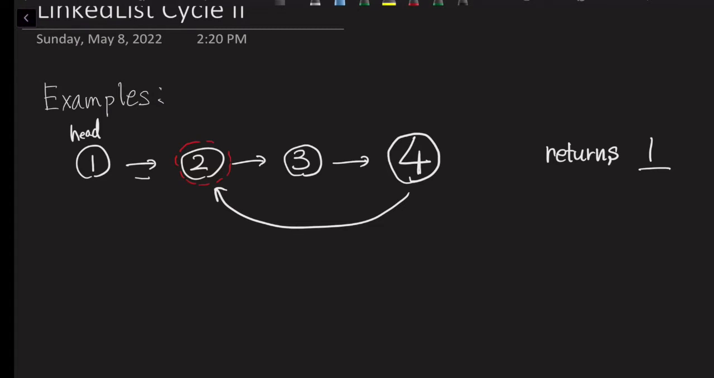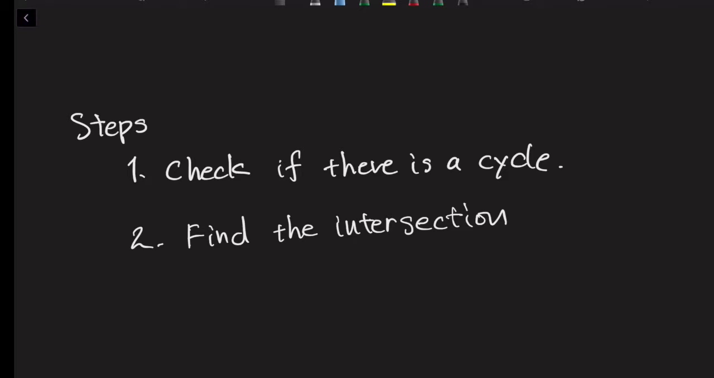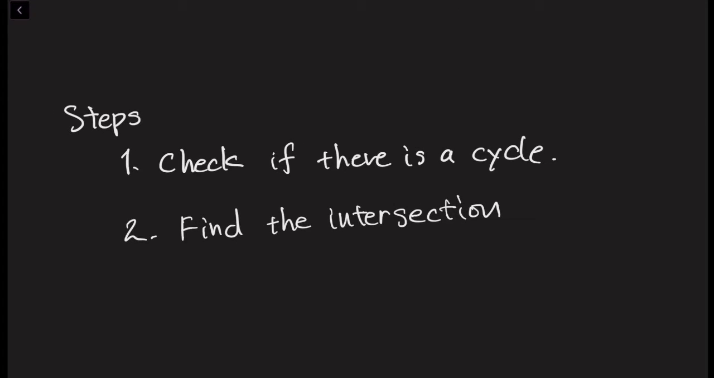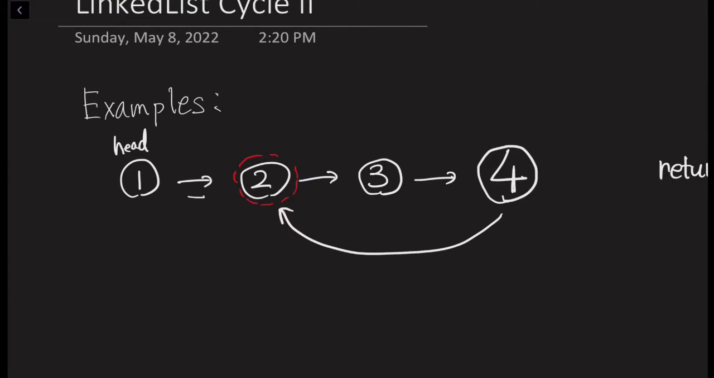So in this problem, there are two parts. First we need to check if there is a cycle, and then if there is a cycle, we need to find the intersection. So first step, check if there is a cycle. To do that, we can use two pointers, a fast pointer and a slow pointer. They both start at the head, but the fast pointer moves by 2 and the slow pointer moves by 1.